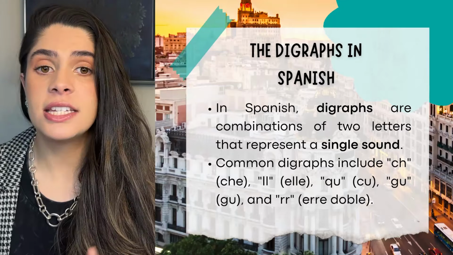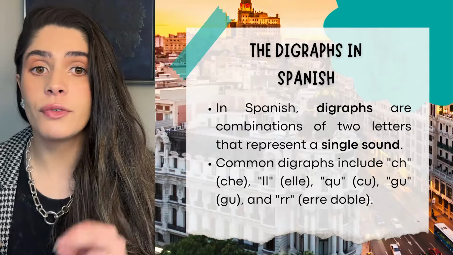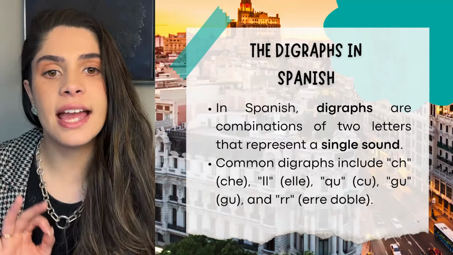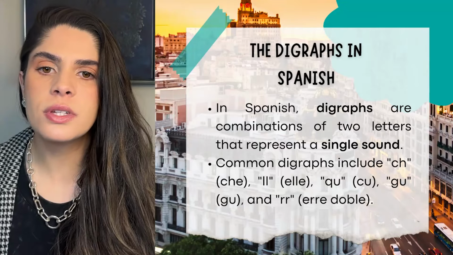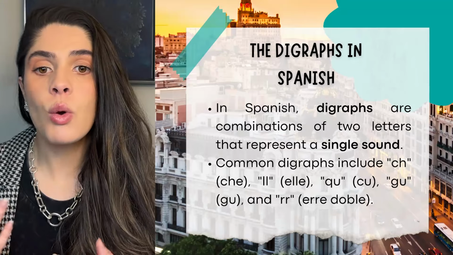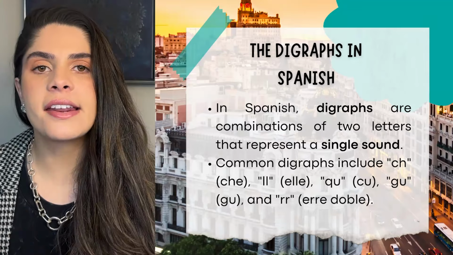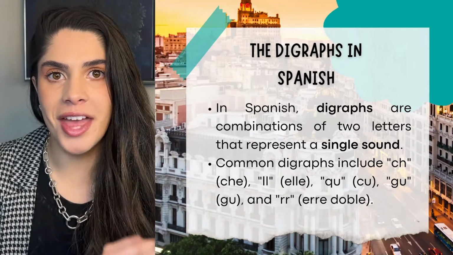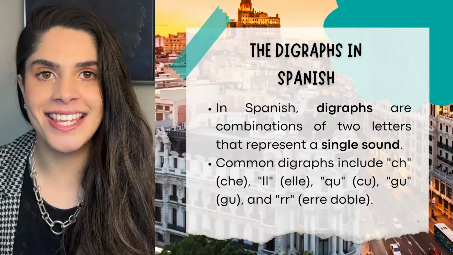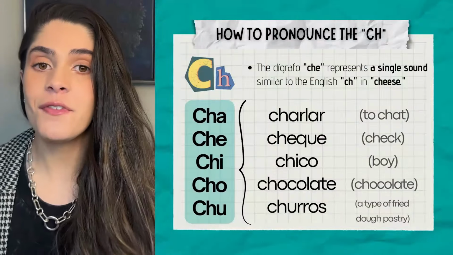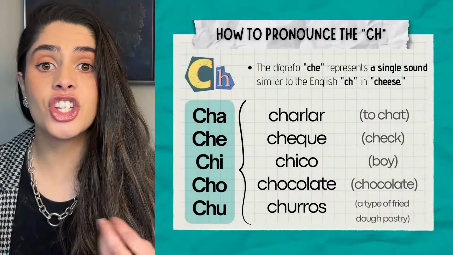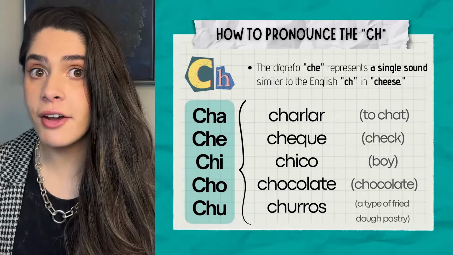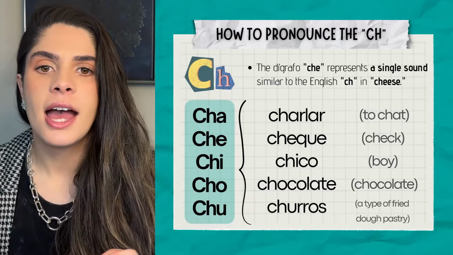In Spanish, digraphs are combinations of two letters that represent a single sound. Common digraphs include the che, elle, ku, gu, and r doble. Okay, let's focus on each one of them and let's learn it together. The first digraph is the che. The dígrafo che, I will say it in Spanish, okay? Dígrafo, you already know dígrafo is digraph.